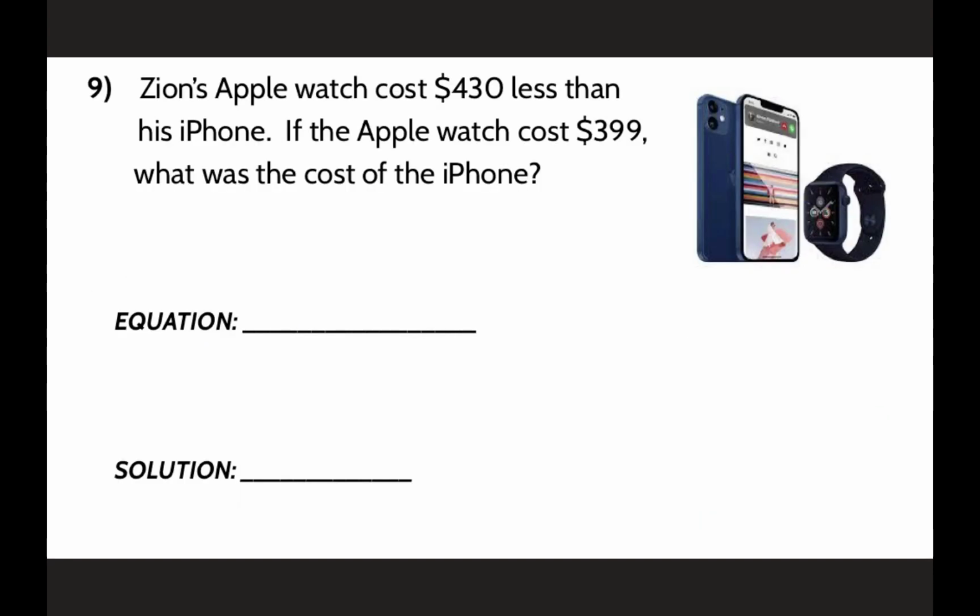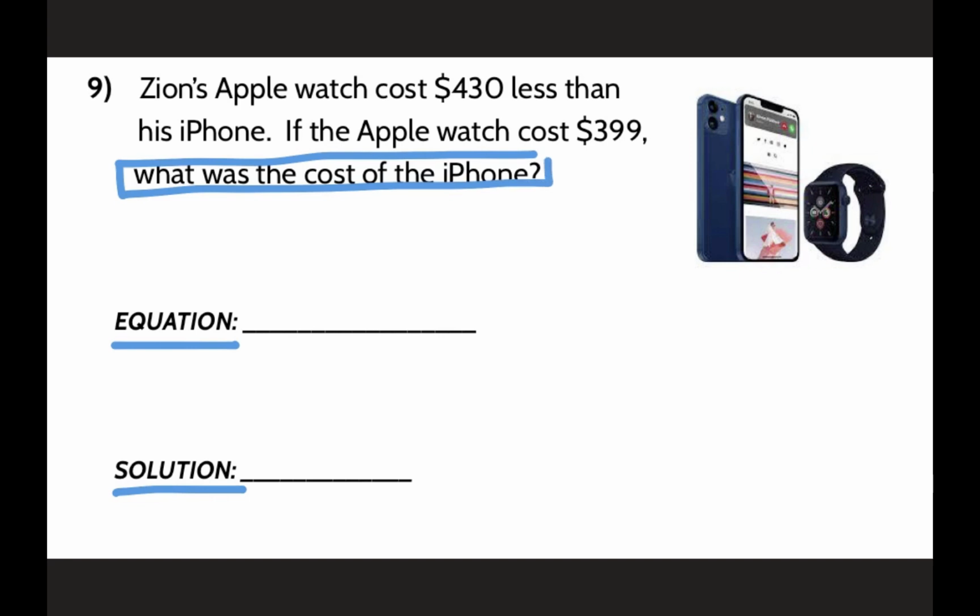Zion's Apple Watch costs $430 less than his iPhone. If the Apple Watch cost $399, what was the cost of the iPhone? We have two tasks. We need to write the equation to model that situation and find the value of the unknown. What are we being asked to find in this problem? What was the cost of the iPhone? Let's answer that question in the form of a sentence.